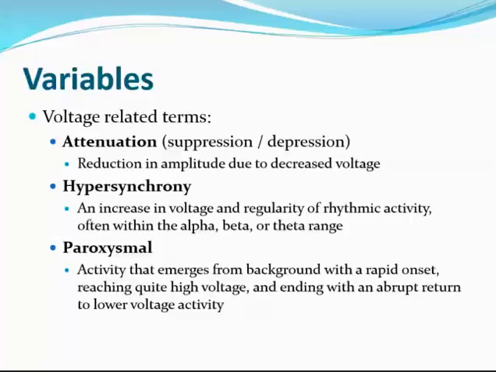Voltage has related terms used to qualify it. Is it attenuated, which means suppression or depression of the activity, a reduction in amplitude due to decreased voltage? In hypersynchrony, we're looking at an increase in voltage and regularity of rhythmic activity, often within the alpha, beta, or theta range. In paroxysmal, we're looking at activity that emerges from background with a rapid onset, reaching quite high voltages, and then ending with an abrupt return to the lower voltage activity.